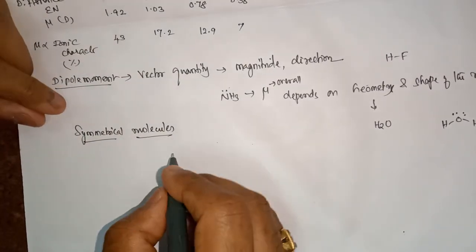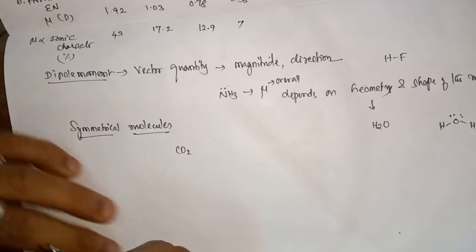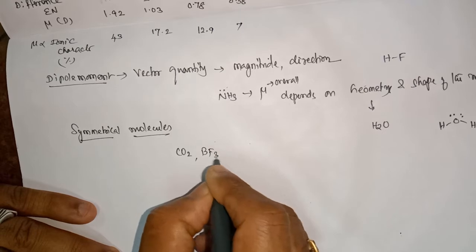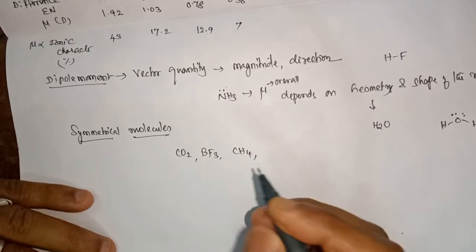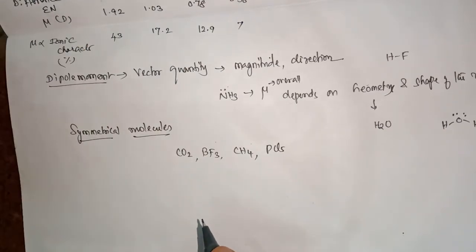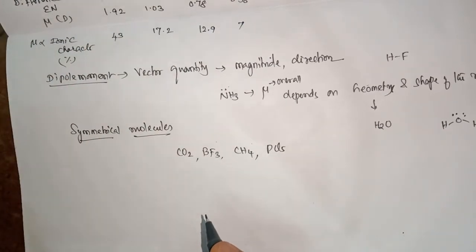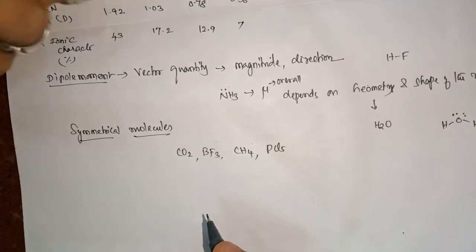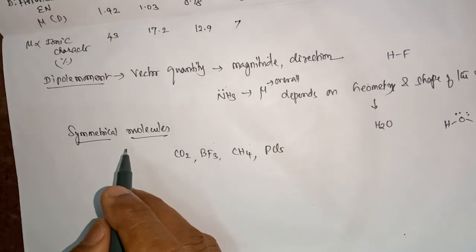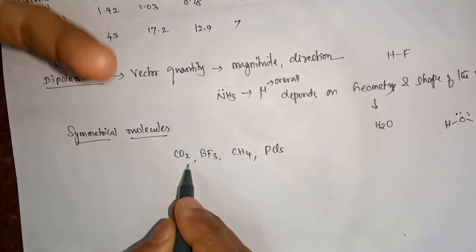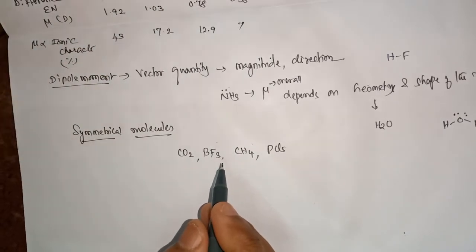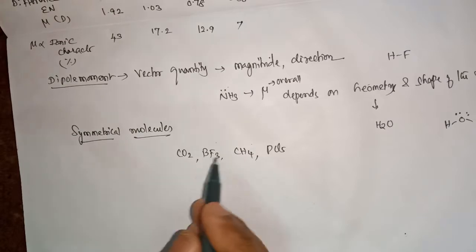Suppose I take a molecule. I take carbon dioxide, or BF3, or CH4, or PCl5. I say these molecules are called symmetrical. What is called symmetrical? Here is how to identify a symmetrical molecule. Symmetrical means it must have some symmetry element. These molecules may have an axis of symmetry, a plane of symmetry, something like that. That is called a symmetrical molecule.